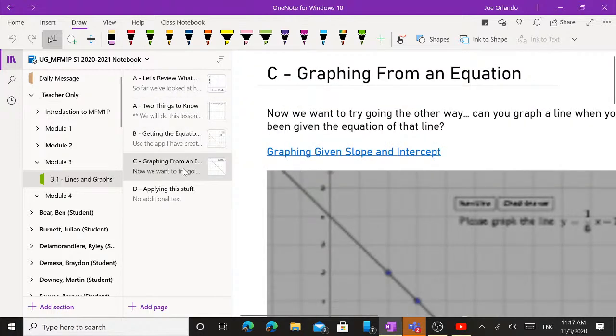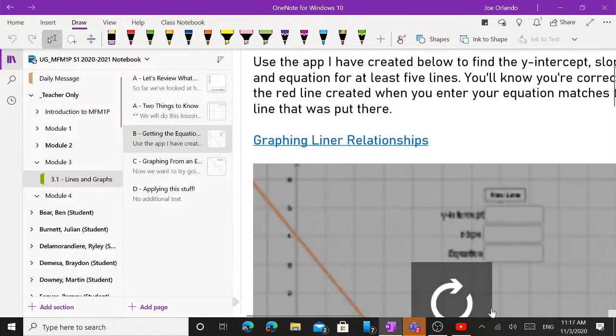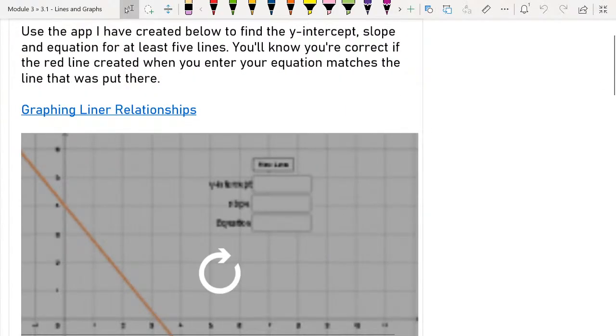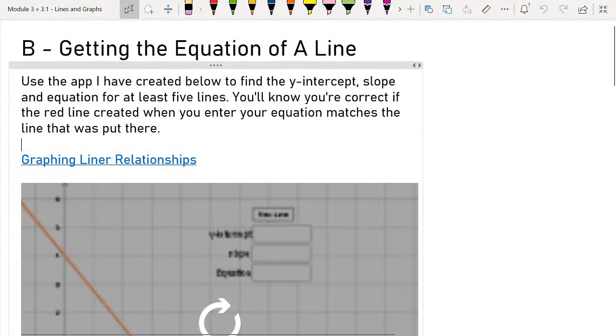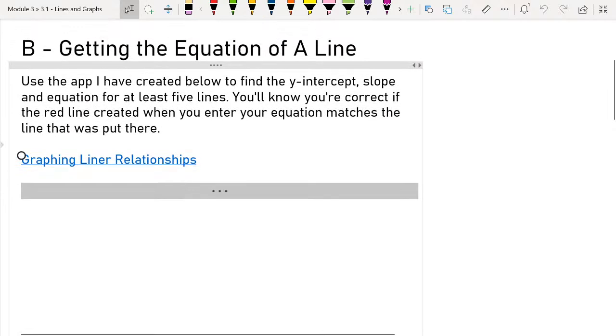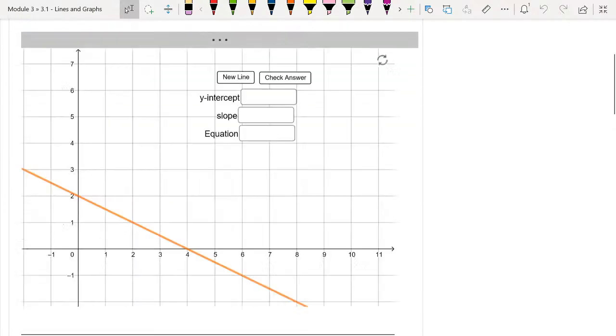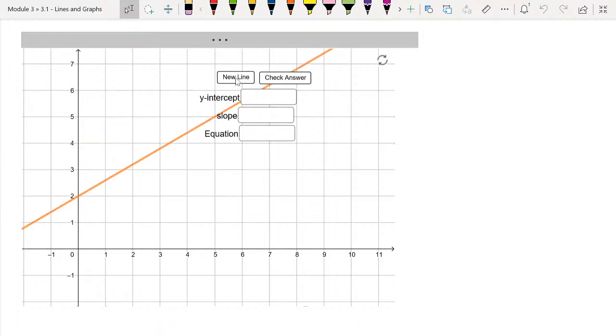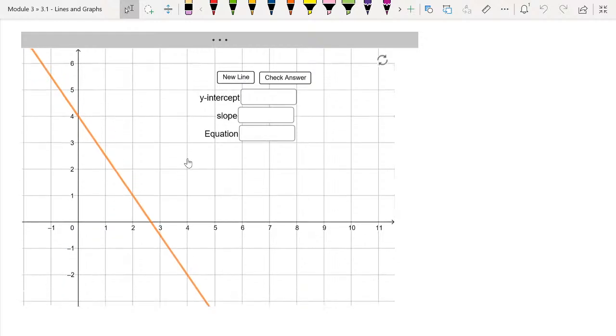So if you go through A, B, and C, then you really will be done for the day. And just to show you, if I can have your attention up here, I know you guys have already had to pay a lot of attention to me. Captive audience. So now if we look on B, getting the equation of a line, you can say new line, new line, new line. If we look at this one right here, where does this thing start?